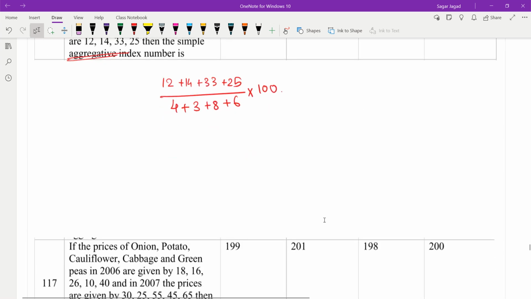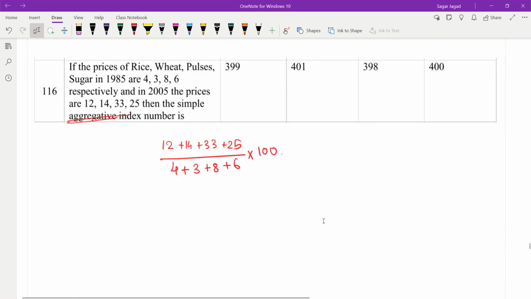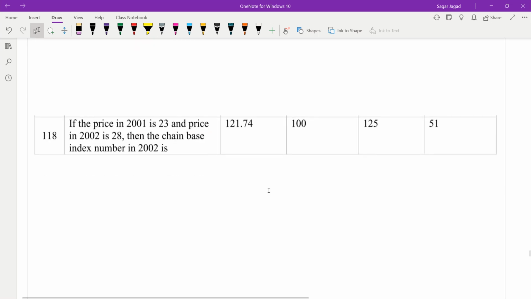So this is simple. Okay, if the price of onion is this much and this much, again I think they have the same question, the simple aggregate index number. You have to do the same thing: add these numbers, divide by the sum of these numbers, multiply with 100, and you get one of the answers from the options. Question number 117 is also simple. They are asking again the simple aggregate index number. Okay, let's go for the next question.